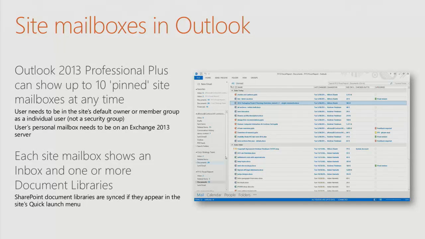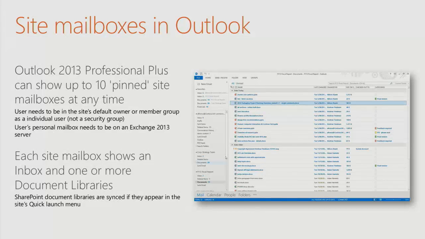There's also a limit on the number of site mailboxes you can pin at any given time, and that limit is 10. So if you want to have an 11th site mailbox, you need to close one and add the other one. Up to that limit, we will just add site mailboxes to your navigation every time you get added as a member to a site mailbox. We will just pop it. After that, once you hit that limit of 10, it's up to you to decide which ones you want to see at any given time.